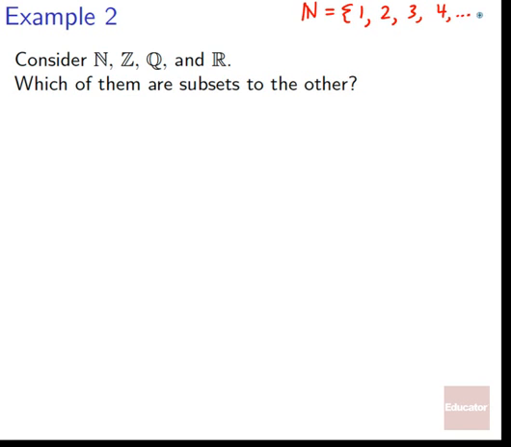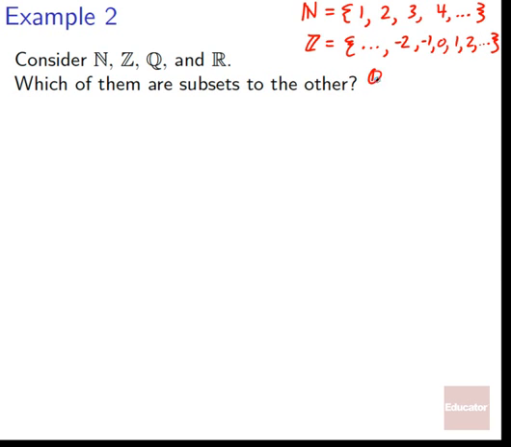1, 2, 3, 4, dot, dot, dot. Just keep going forever. The integers are going to be going off in the negative direction and the positive direction. So we've got dot, dot, dot up until, you know, and then we sort of meet up, and then we just keep going that way.